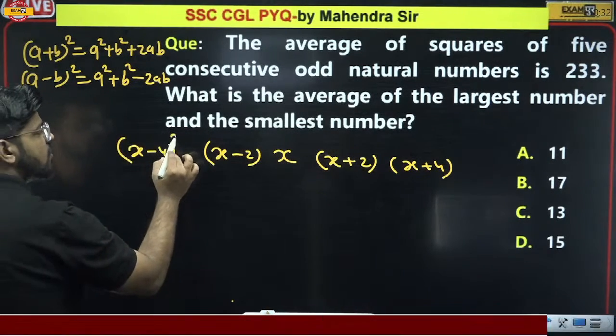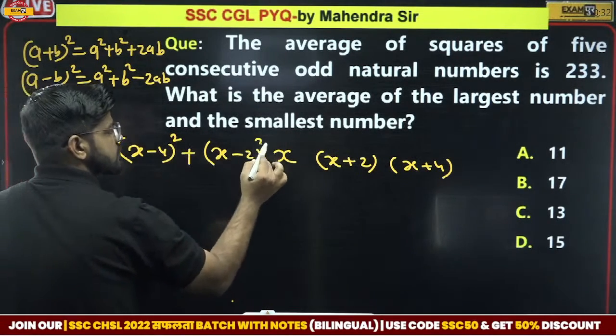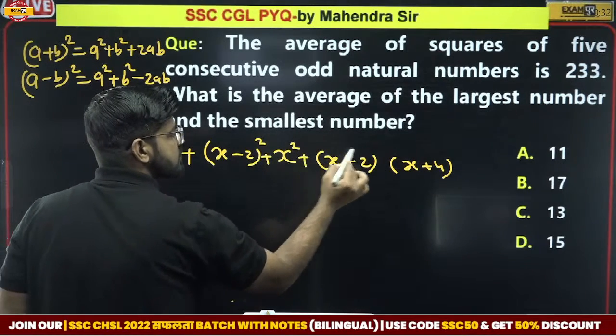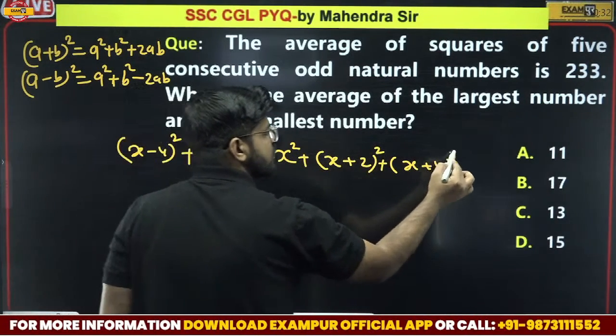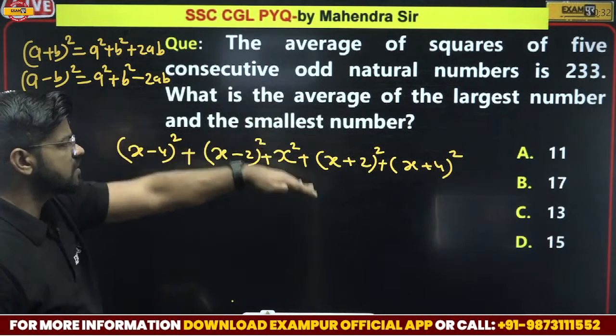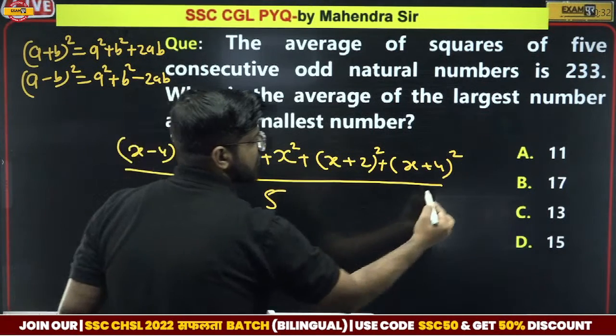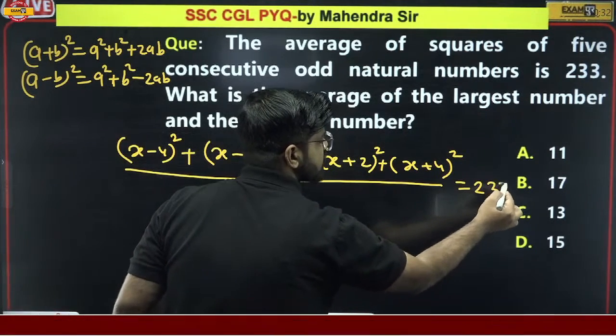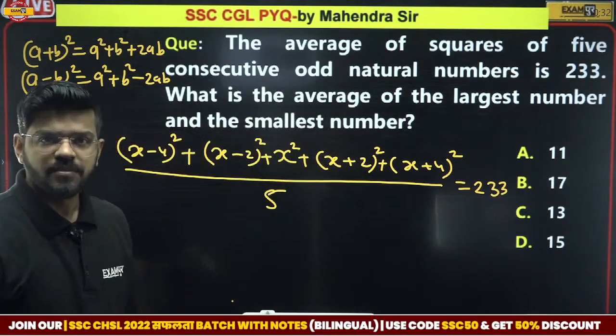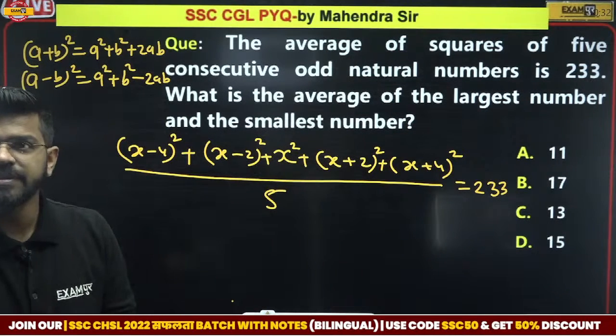So when we square all these and get the sum of this, the question is saying that the average of the squares of these numbers is equal to 233. This is what the question is saying. Clear to everyone?